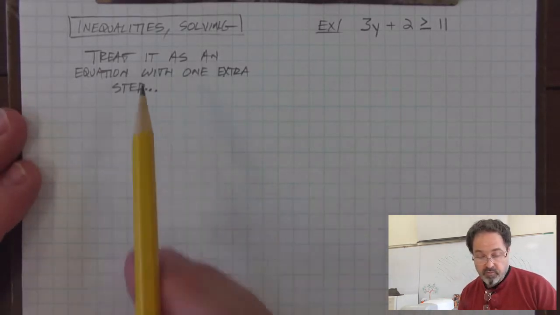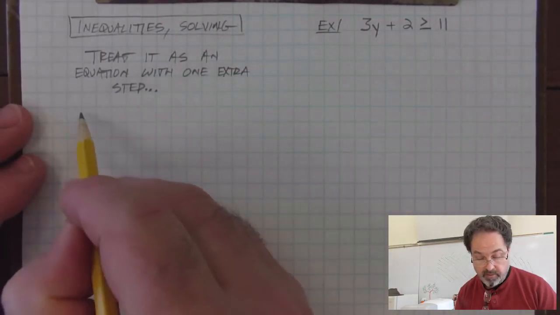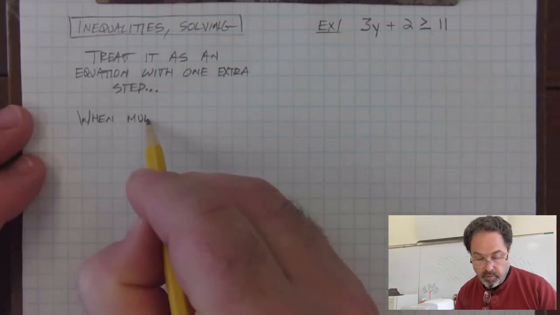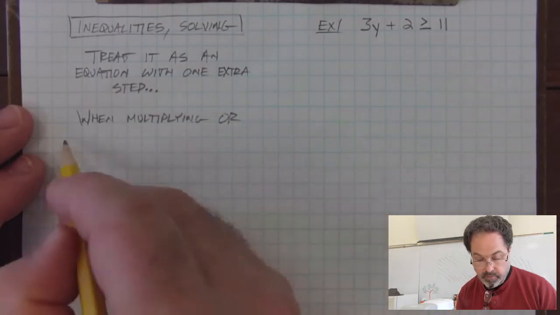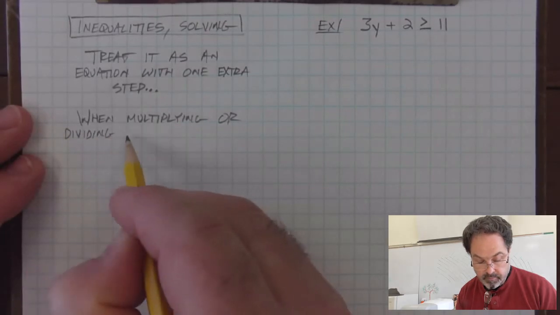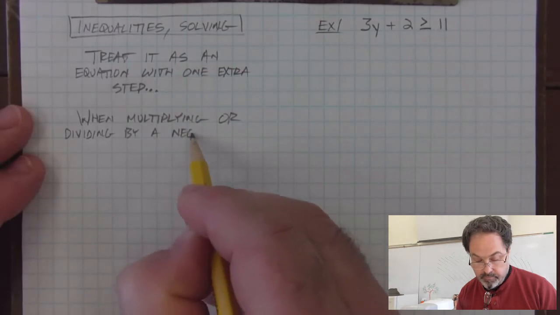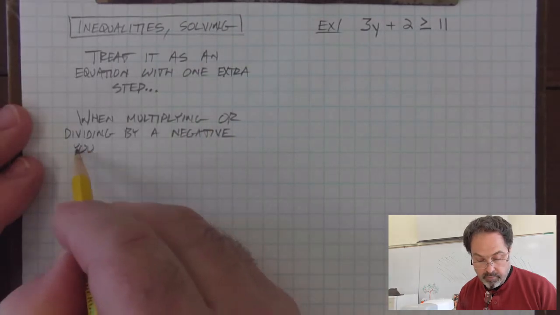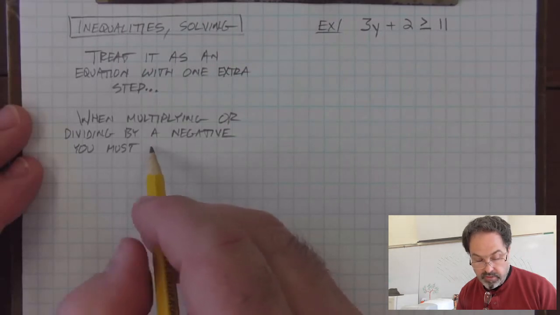But there's one extra step or consideration when solving inequalities, and it's this. When multiplying or dividing by a negative number, you must switch the direction of the inequality symbol.